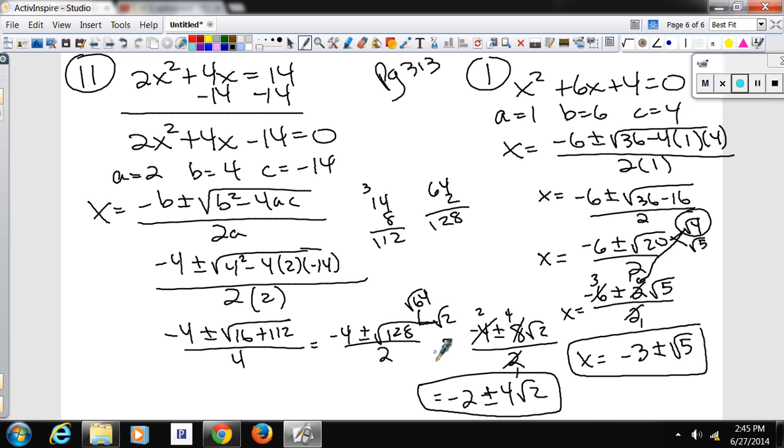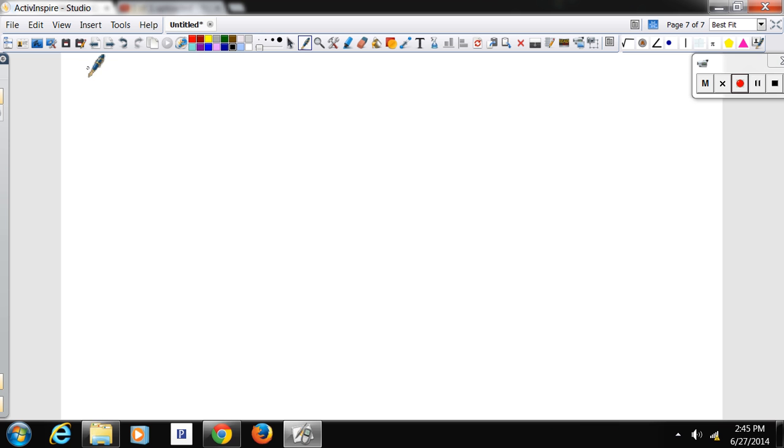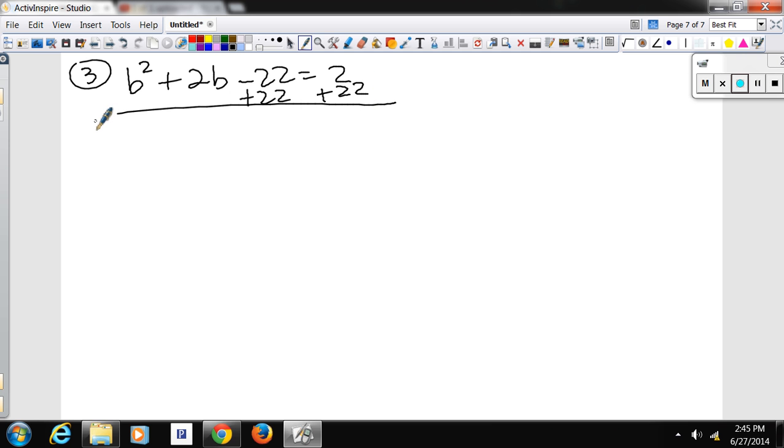There's number 11 on your worksheet. I feel like I still need to do number 3 on your worksheet. Just one more completing the square, just so you have that down. So let's do number 3 on the worksheet. If you want to watch it, you can. If you want to stop the video and do it on your own, you can. But there's number 3. We're going to add 22 to both sides. So b squared plus 2b, we're going to leave a blank, equals 24.